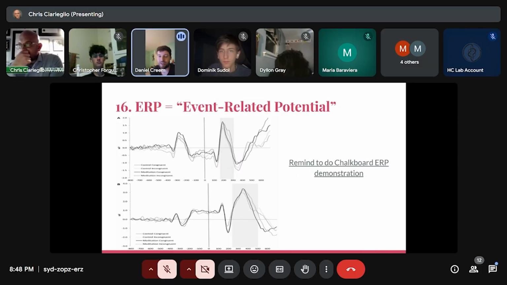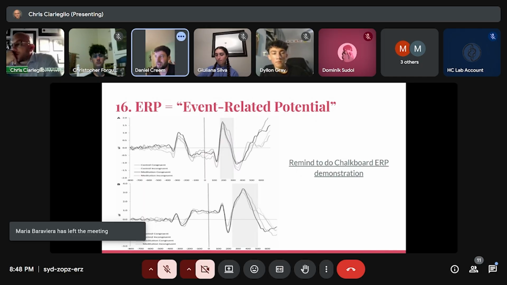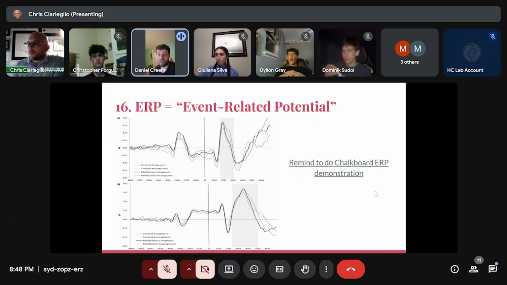And we'd average that across all the incongruent trials for a subject, and then average that for all the subjects in the meditation condition, and the same for the control condition. So that's what this is. It's essentially snipping the EEG and averaging it a lot. And you start to see these patterns. So that's what an ERP is.